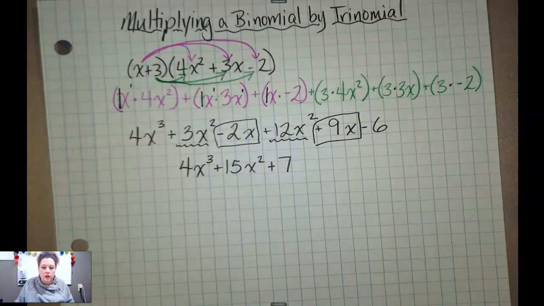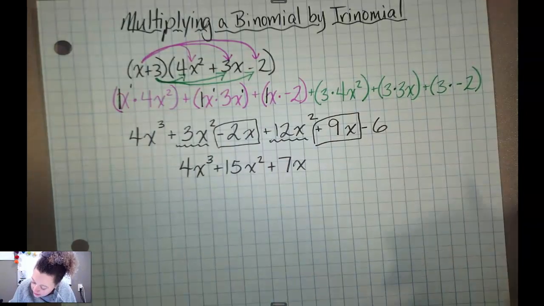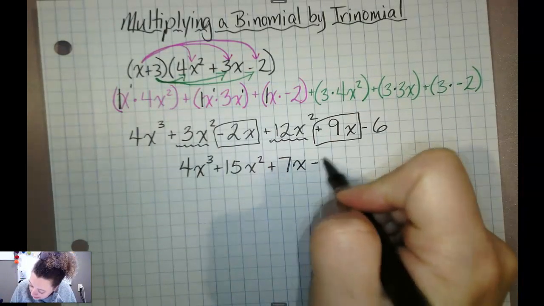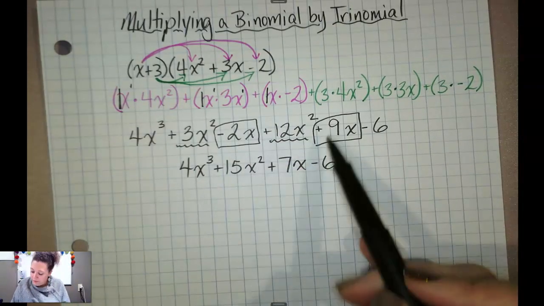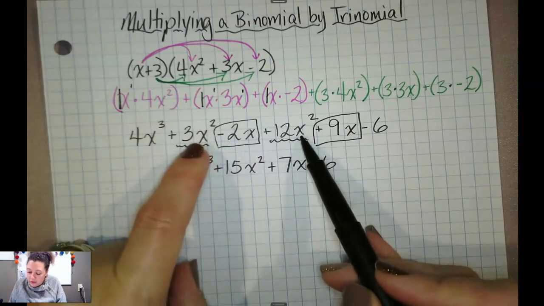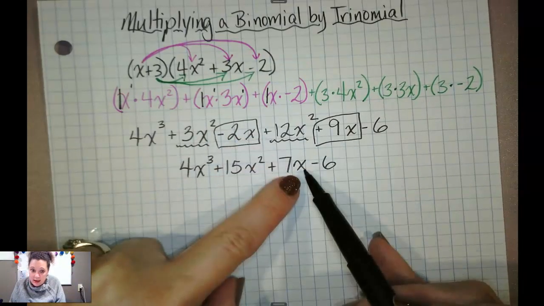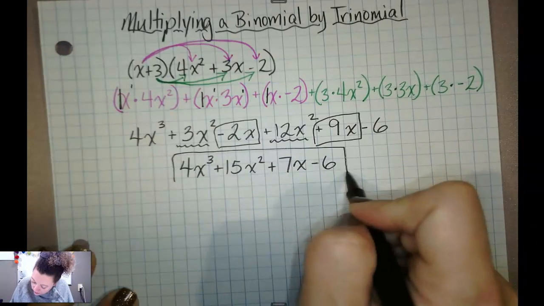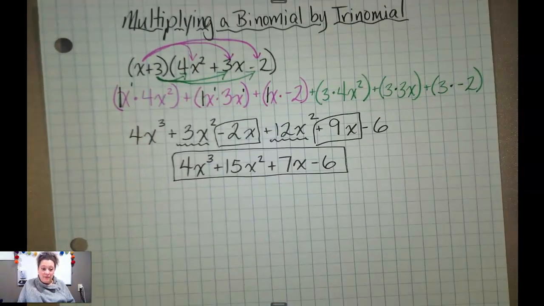If you are not sure, you could always put negative 2 plus 9 in your calculator, and it will also say positive 7, so positive 7x. And then finally, we have minus 6 at the end. Notice with my exponents, these two stayed the same, and here it stayed the same, because we're adding, not multiplying, so we don't do anything to the variable and the exponents. And that is the final version of that.